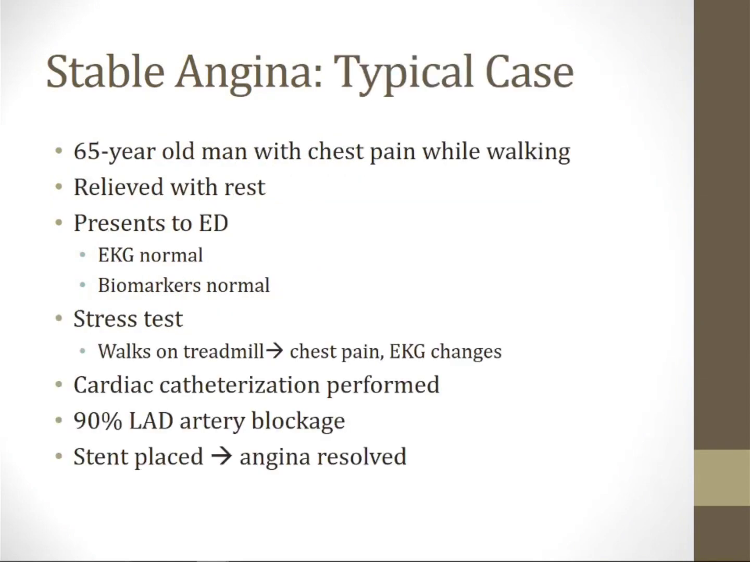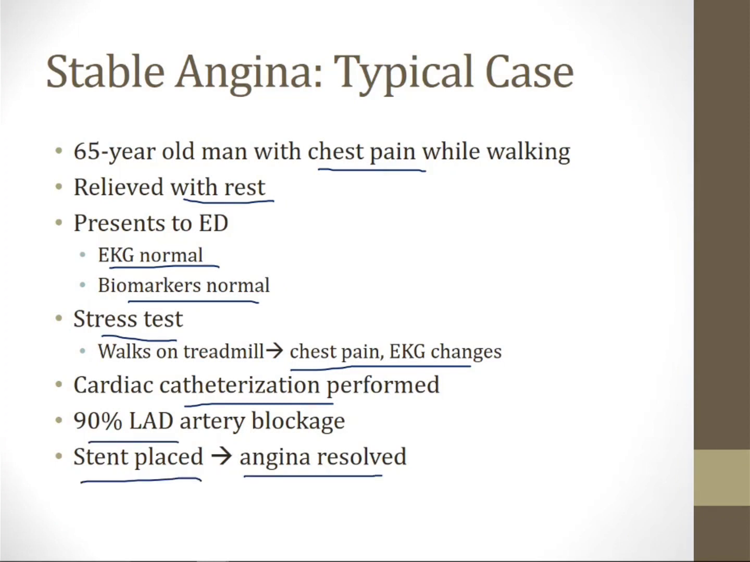So a typical case of stable angina is described on the slide here. A 65-year-old man notices chest pain while he's walking. It's relieved with rest. He goes to the emergency department. His EKG is normal. His cardiac biomarkers are normal. He's referred for a stress test. He walks on the treadmill and develops chest pain and EKG changes. He's then referred for a cardiac catheterization where a 90% blockage of his LAD artery is noted. A stent is placed and the angina goes away.